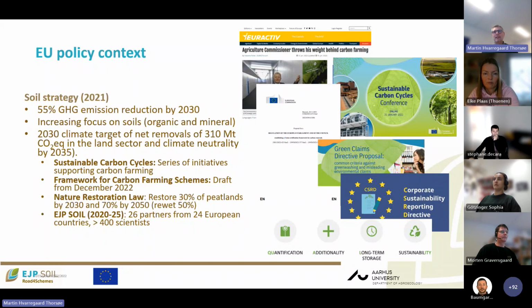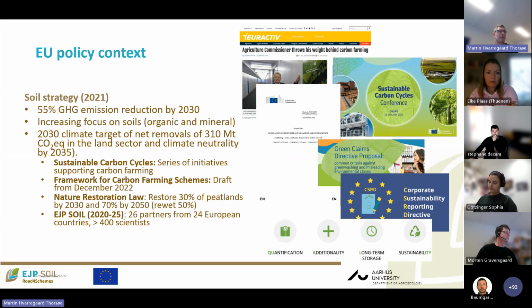And these carbon farming initiatives are also linked with the Green Claims Directive, for instance, that regulates how you can make announcements regarding green claims for products, but also the Corporate Sustainability Reporting Directive that focuses on companies' opportunities for reporting and the duties for reporting their performance on a range of environmental criteria.